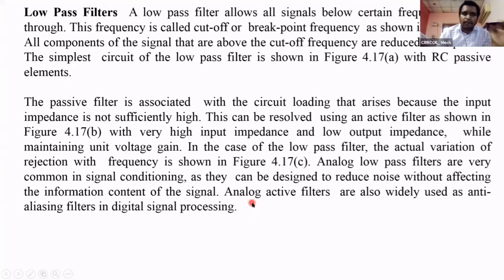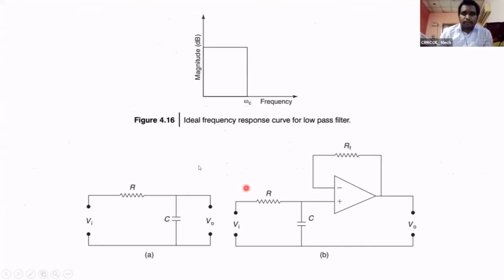Now first we see the low pass filter. This is the frequency response curve for the low pass filter, and this is the cutoff frequency. Omega c is the cutoff frequency. The filter only allows the frequencies below the cutoff frequency. The frequency between 0 to omega c only is allowed through the filter. The frequencies of the signals above this cutoff frequency are rejected by the filter, then it is called a low pass filter.